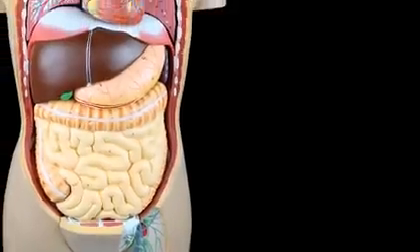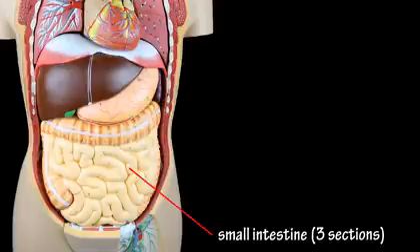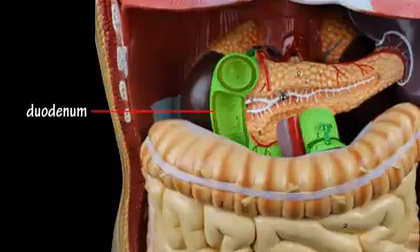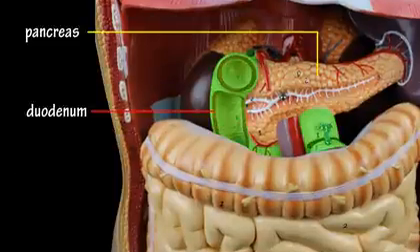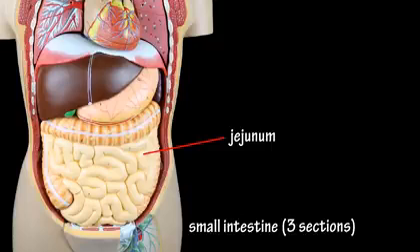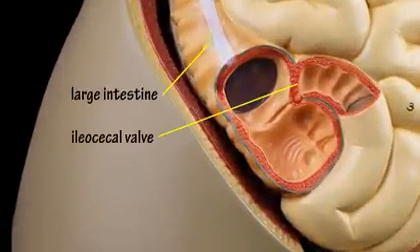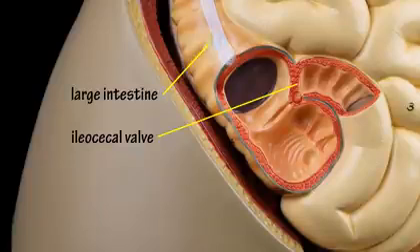And your small intestine is located just below your stomach as it coils and loops, filling a large portion of your abdominal cavity. The small intestine has 3 sections, with the duodenum being the first section, and it wraps around the pancreas and connects to the pylorus of the stomach. The jejunum is the second middle region of the small intestine, and the ileum is the third section. At the end of the ileum is the ileocecal valve, which controls the entry of materials into the large intestine.